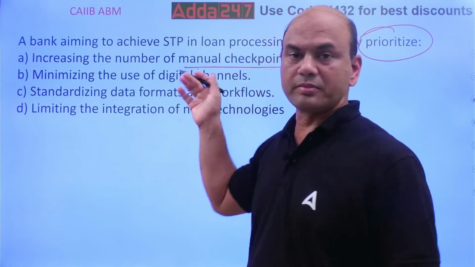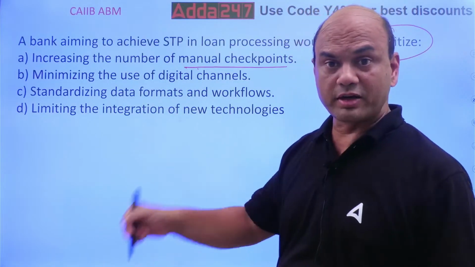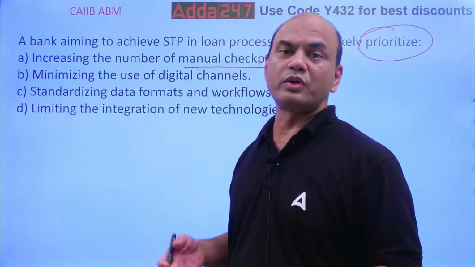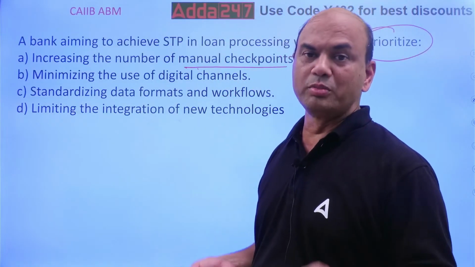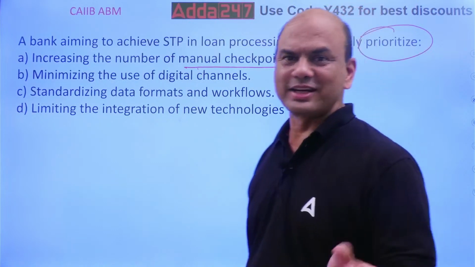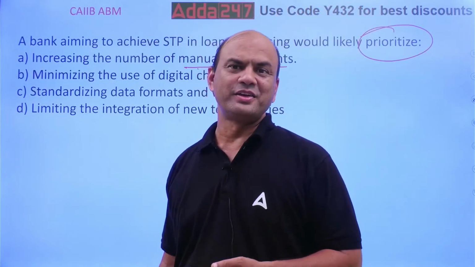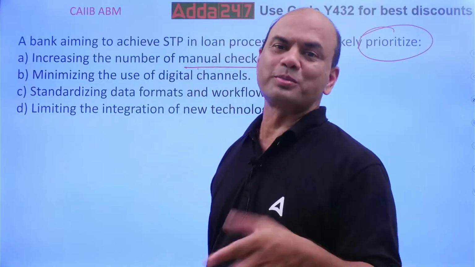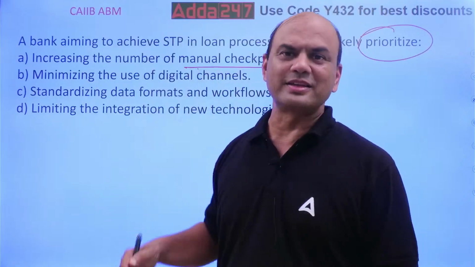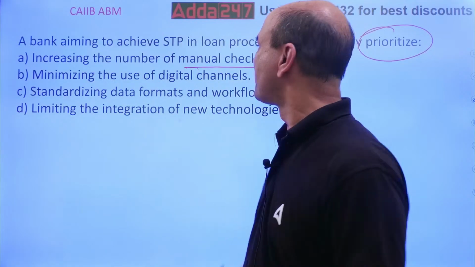If I increase the number of manual checkpoints, it means human beings are required more. Will it lead to STP or will it lead to HTP, human transaction processing? STP is straight through processing. So HTP will be human through processing, we will call it. So it will increase more HTP rather than STP. So this is out.